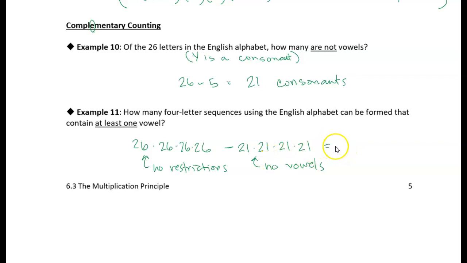So as it turns out, we have 262,495 4-letter sequences that have at least one vowel.